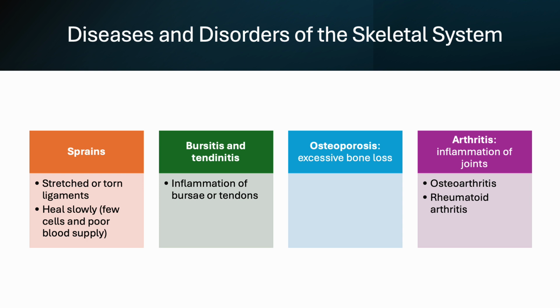Osteoarthritis results from wear and tear that erodes cartilage, while rheumatoid arthritis is an autoimmune condition in which the immune system attacks joints and tissues, causing chronic pain or deformity.